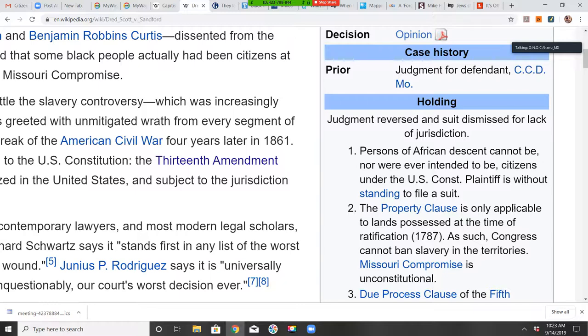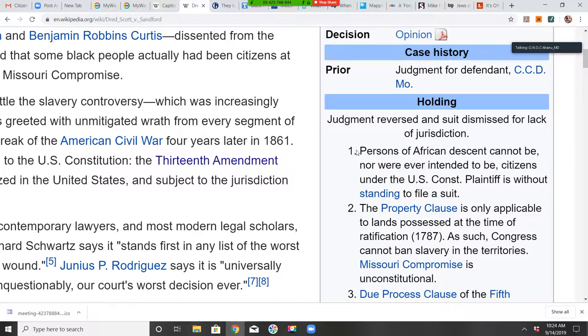So all I'm doing is showing you which part of this case changed. What is the abrogated part or the superseded part? The first one I'm pointing out to you is that the intentions of blacks to be citizens of the United States changed with the 14th Amendment. And so this is part of this holding.